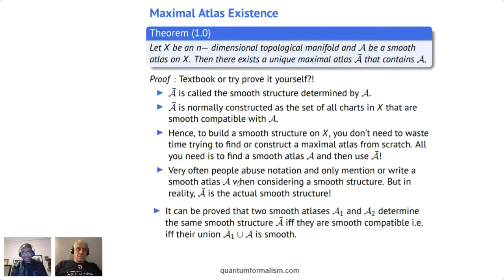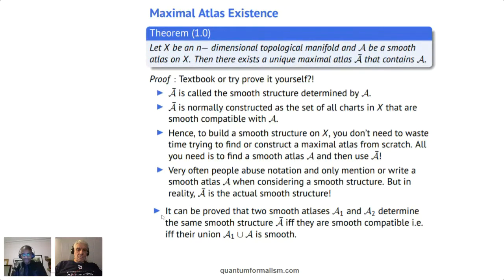So when authors only write a smooth atlas, which is a source of confusion, you start wondering, but is this maximal or not? It is because they don't mention it. It is to be understood behind the scenes that they mean the maximal atlas generated by this, as per this theorem.